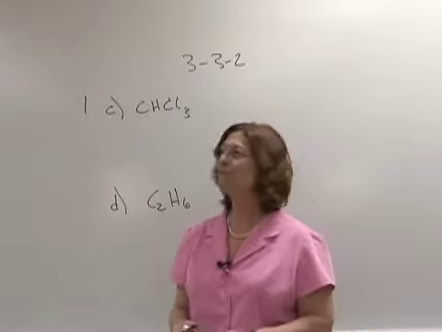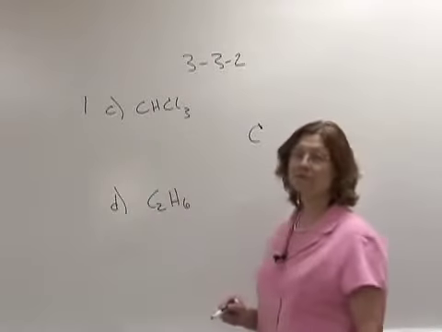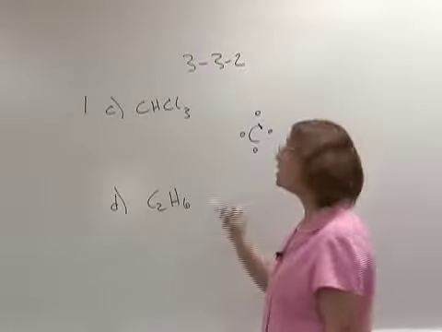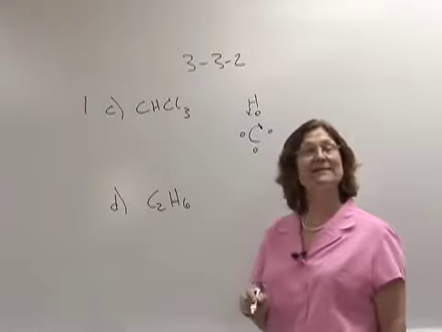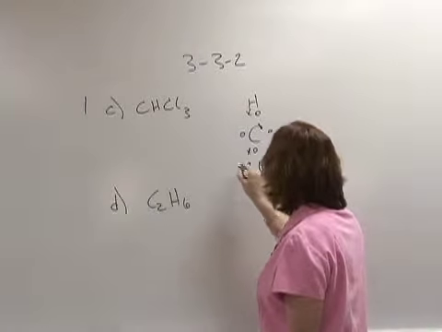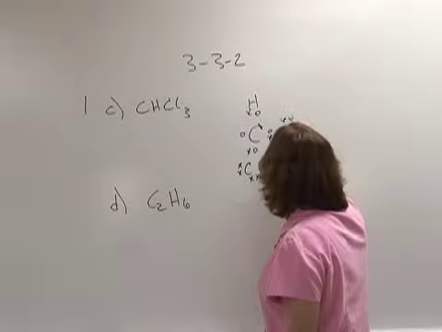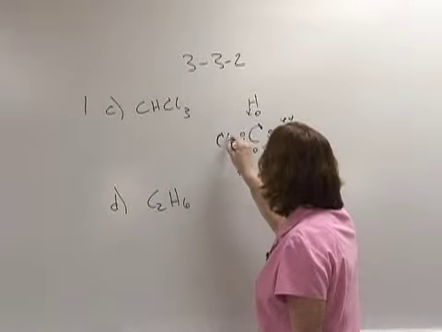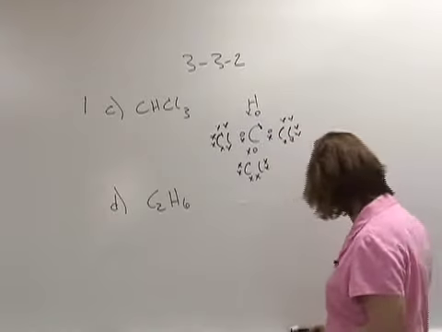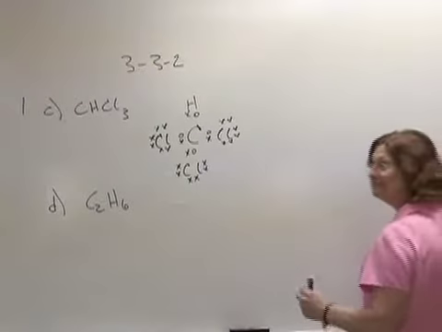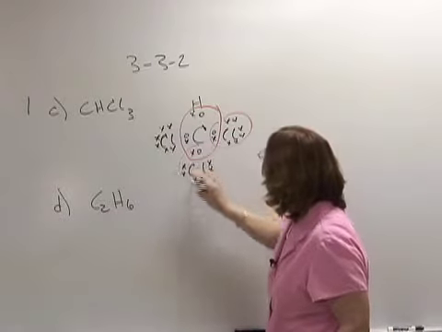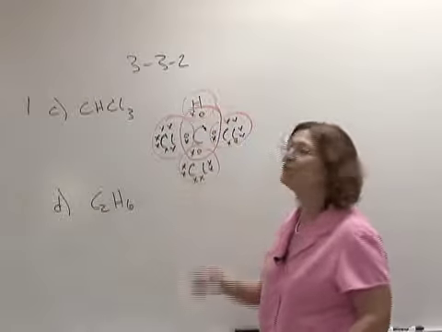In number 1C, we have carbon in the middle, and carbon has 4 outer valence electrons: 1, 2, 3, 4. Hydrogen also has 1, and then chlorine has 7. Each chlorine wants 1 more, and there we have it. We have 1 available for each chlorine. When I circle the octets, I can see that I have my octet around the carbon, chlorine has octets, and hydrogen is happy with a duet.